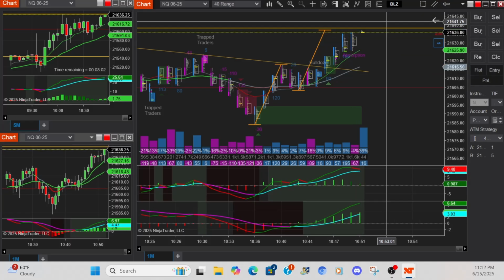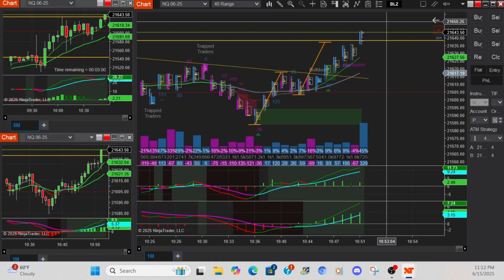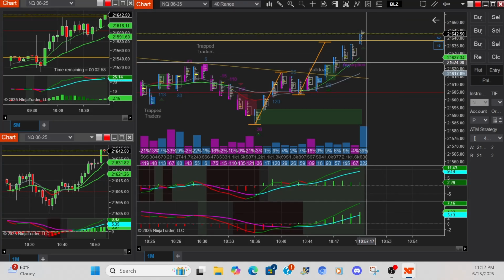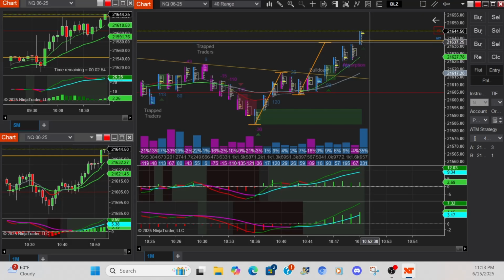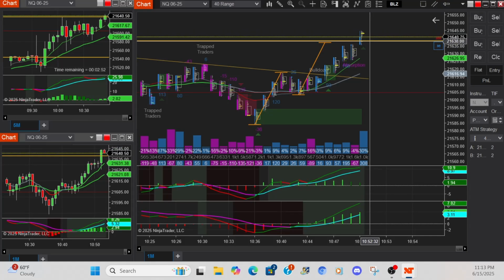Target filled. Oh, look at that. And the measured move hit and it kept going. Honestly, we could have went up to here, but our target ended up being at the 37 right there. You have to measure move a little more. So that's how it went.